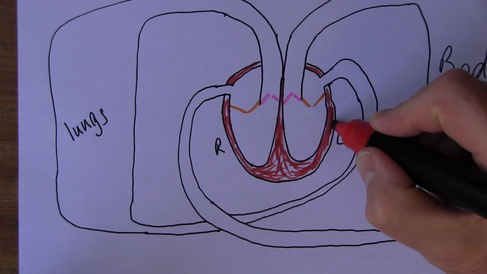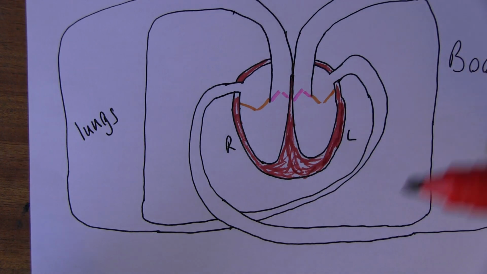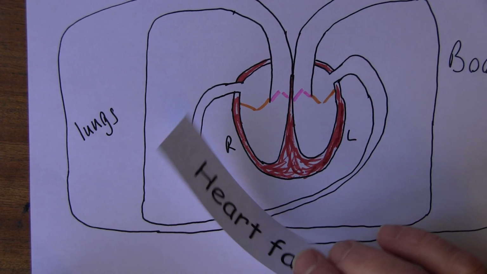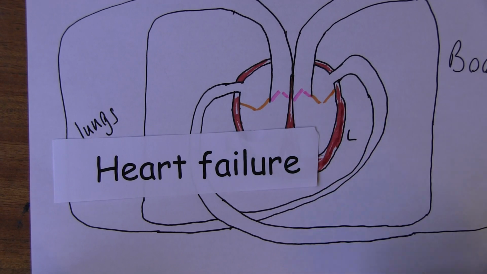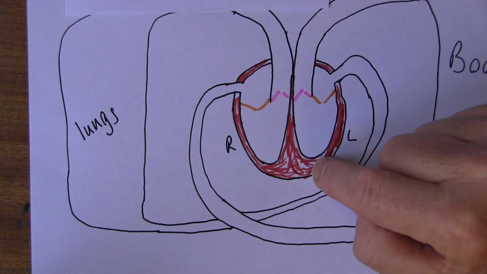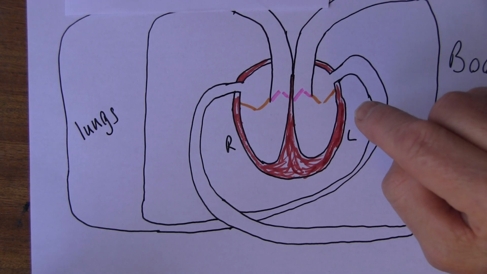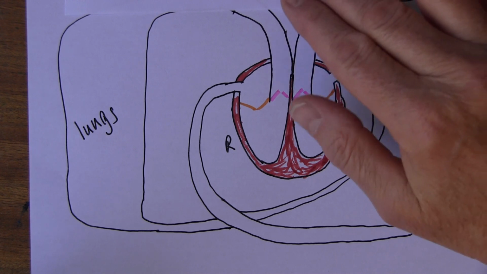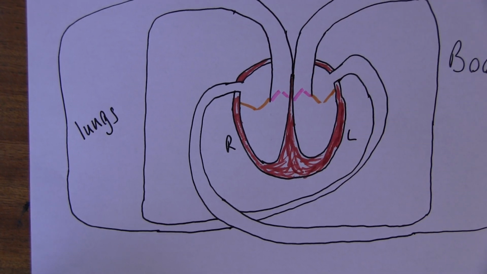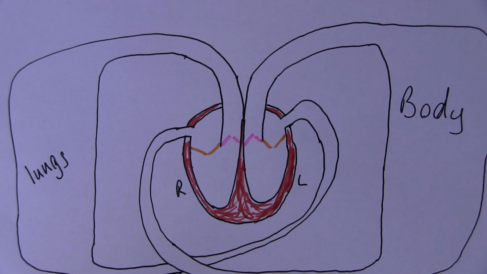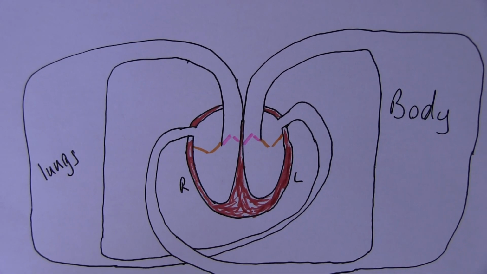If the left ventricle is failing, now we're going to define heart failure. Heart failure is the inability of the heart to pump out enough blood to meet the metabolic demands of the body. Or another way to put it is, heart failure is when the cardiac output is insufficient to meet the metabolic demands of the body.